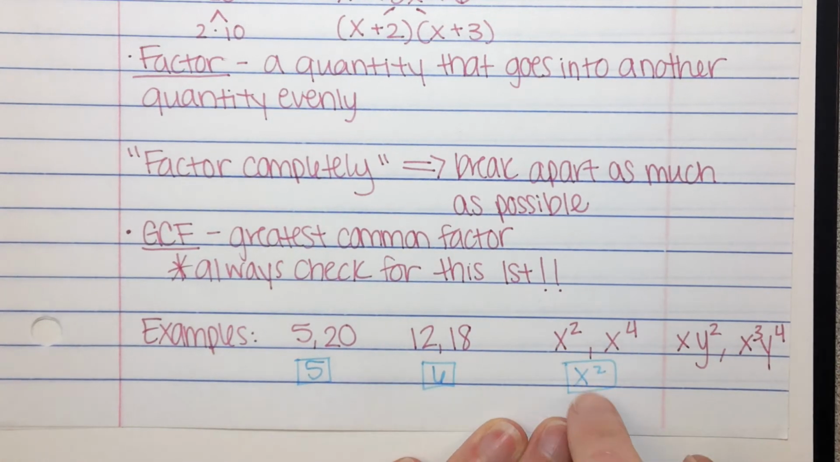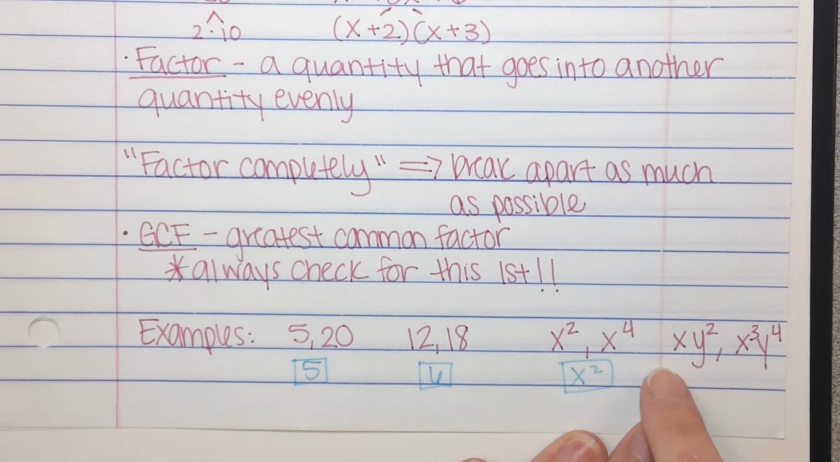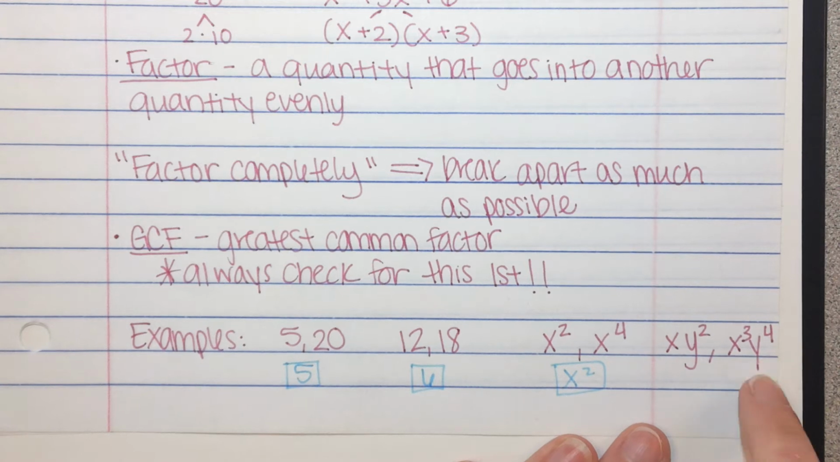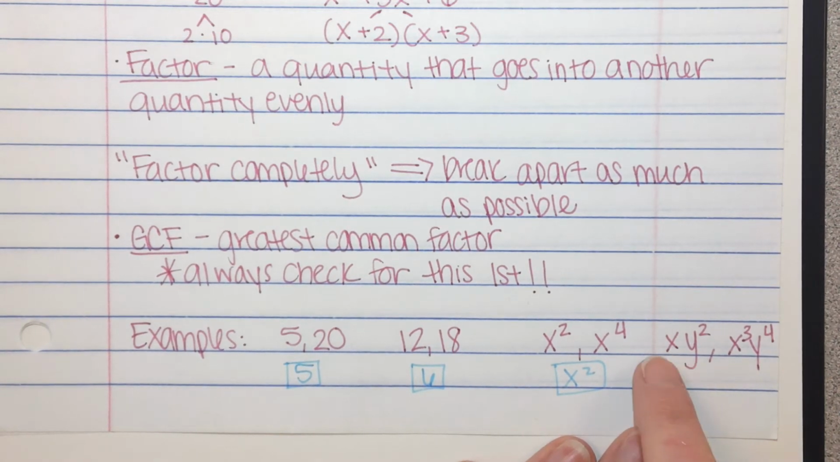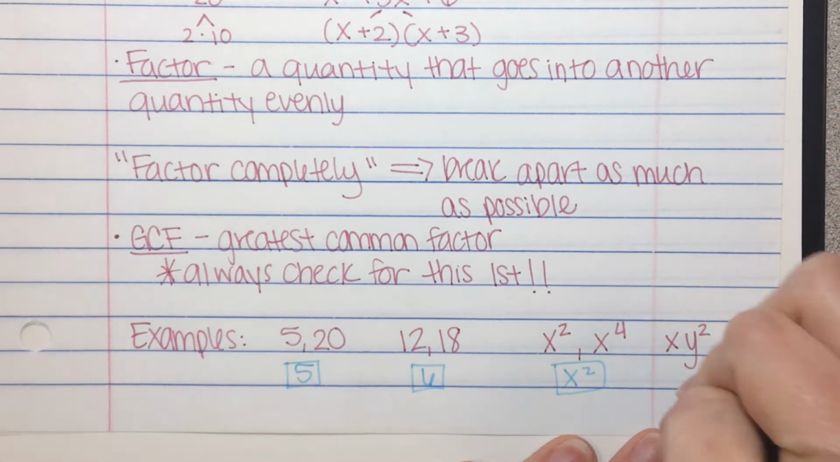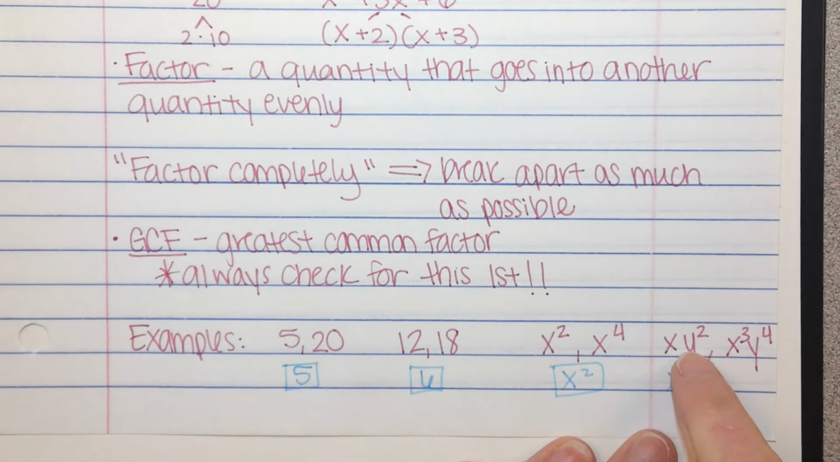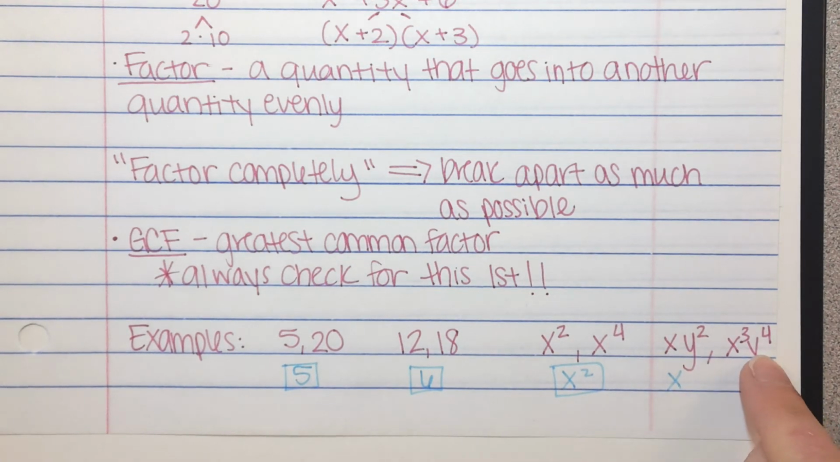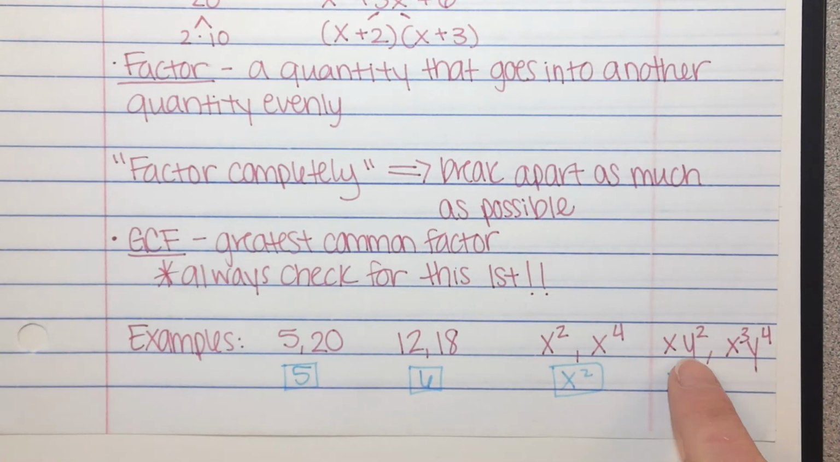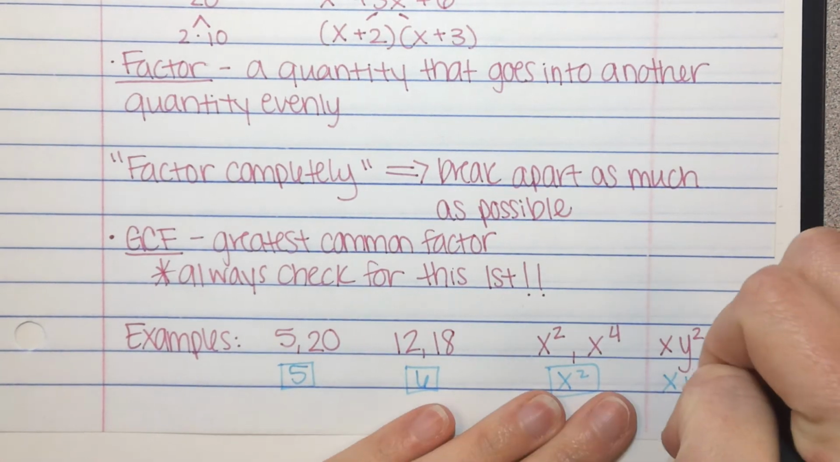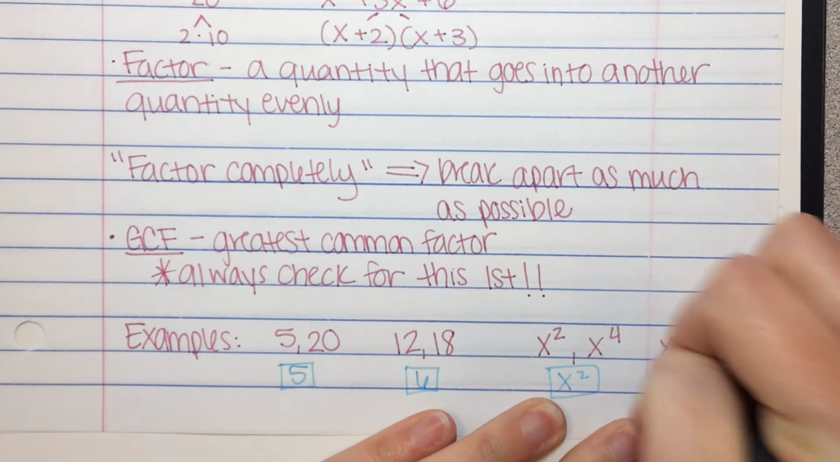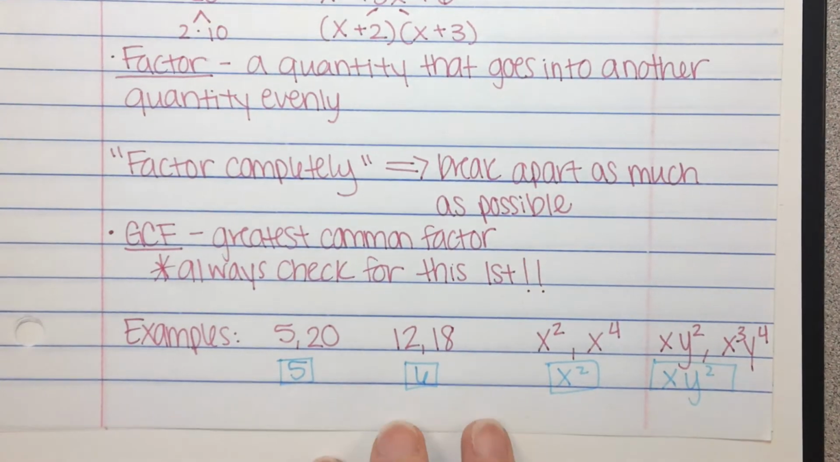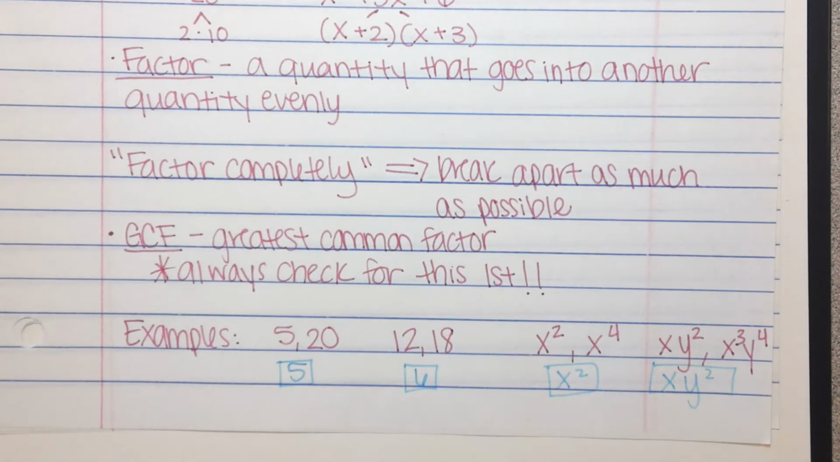So it's the lowest exponent. Okay, here we have xy squared and x cubed y to the fourth. So how many x's do they have in common? This one has 1, this has 3. So the most they can have in common is 1x. All right, and the y's, we have 2 here and 4 here. What is the smallest amount of y, or the largest amount of y's that they have in common? It's 2. Okay, so for your numbers, you find the largest number that goes into both or all of them evenly.